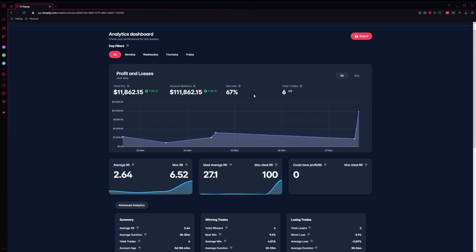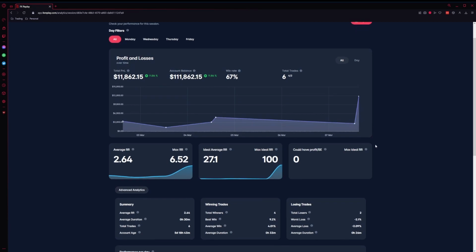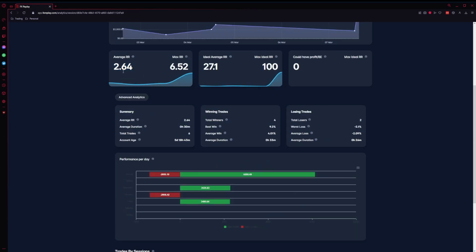But overall, this backtesting session was really nice. We took a total of 6 trades. We only traded for 7 days, which is also really cool. As you can see, our average RR is 2.6%. I try to aim for at least 2 to 2.5% risk to reward at least. All right, that was it.